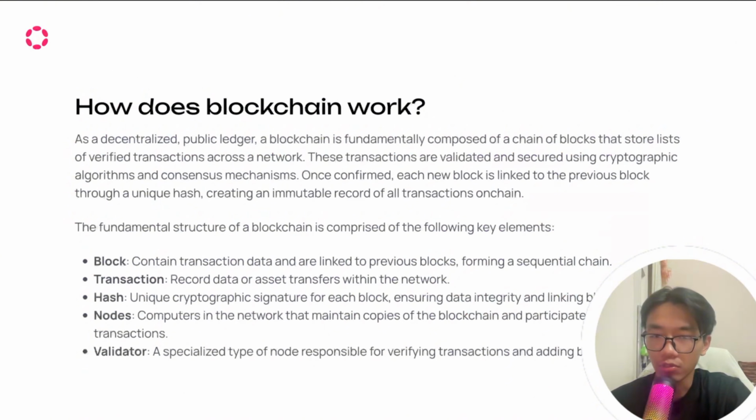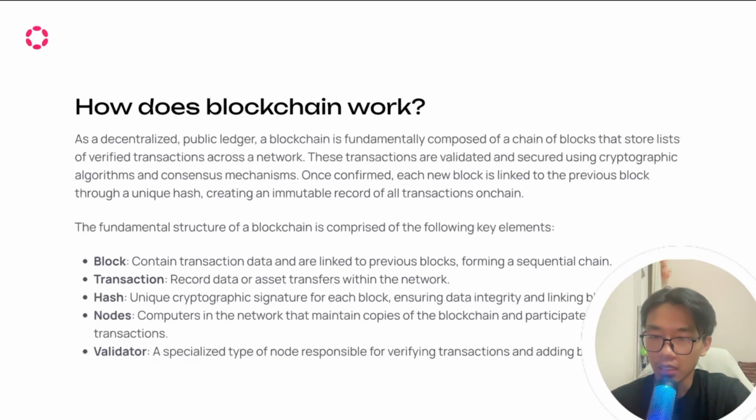Some fundamental structure of the blockchain comprises the following key elements. The block contains transaction data and a link to a previous block, forming a sequential chain. The transactions are basically the activities on the chain: whatever you do on the chain generates a new transaction, and all this transaction data is stored inside the block. The hash is the unique cryptographic signature for each block, ensuring data integrity and linking all the blocks together. The nodes are computers in the network that participate in maintaining copies of the blockchain, or I can say maintaining the public data of the whole blockchain, and participate in validating the transactions.